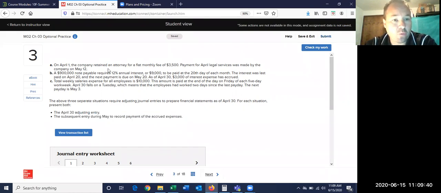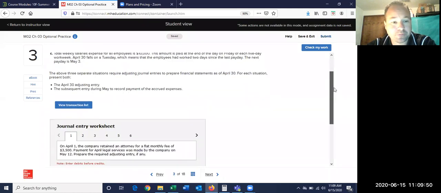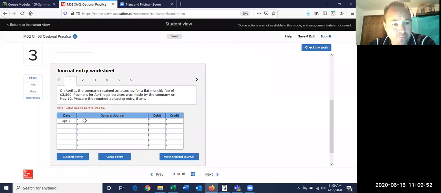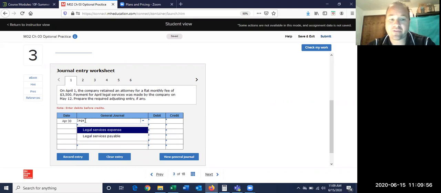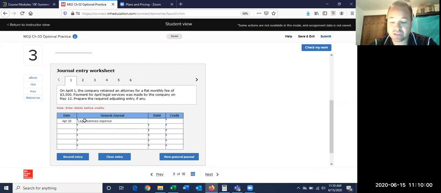All right, so on April 1, the company got an attorney for $3,500 for the month of April. He did work for us, and then we actually paid him on the 12th. So this one's not that hard. We just need to show that during the month of April, we got the benefit of legal services. So just simply debit our legal services.